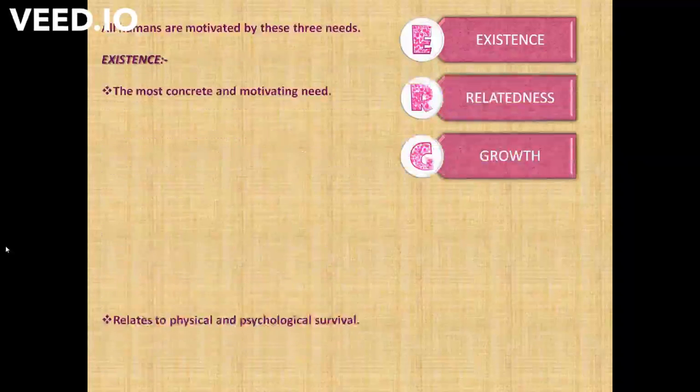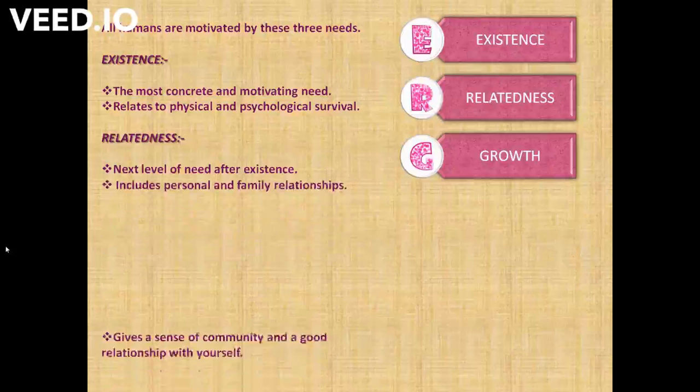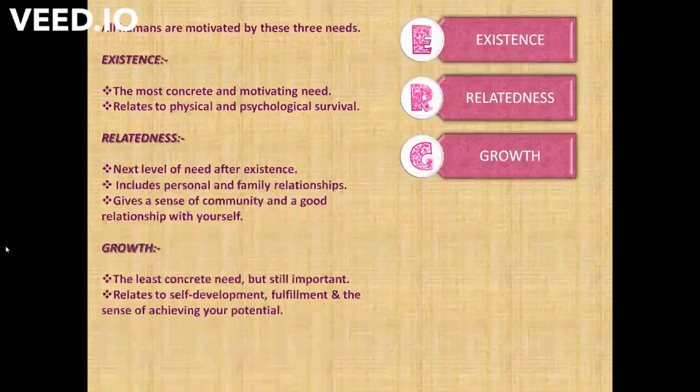The ERG model is a content theory of motivation. Alderfer's model says that all humans are motivated by these three needs. The most concrete and motivating of Alderfer's three needs is existence, which relates to physical and psychological survival.